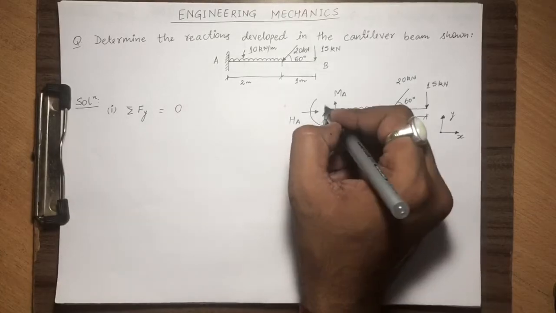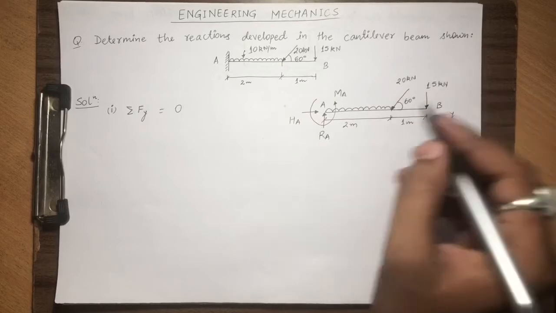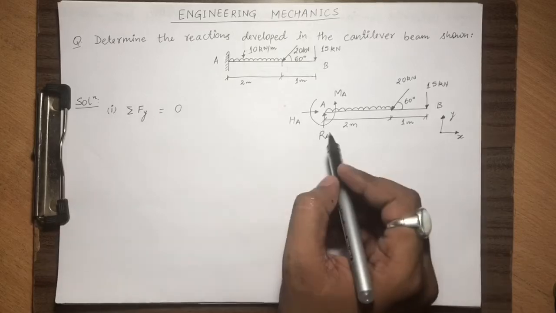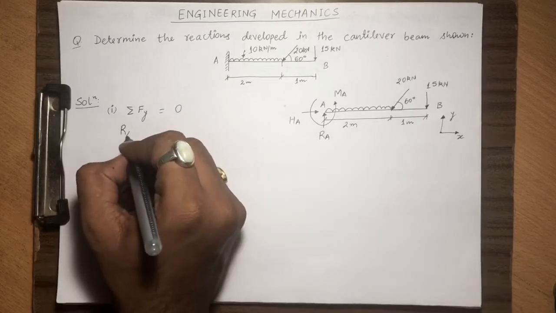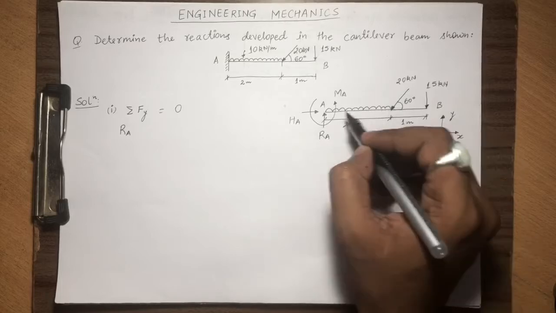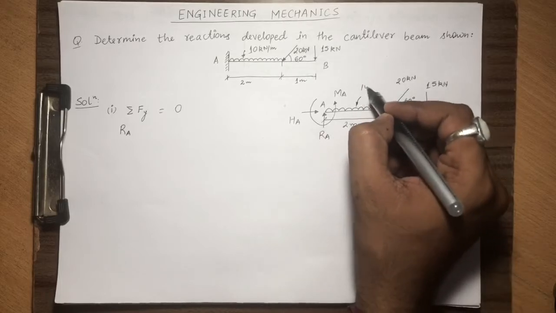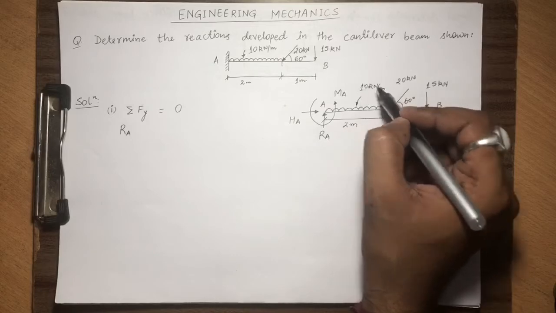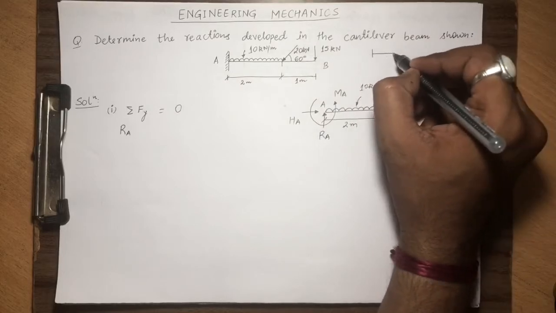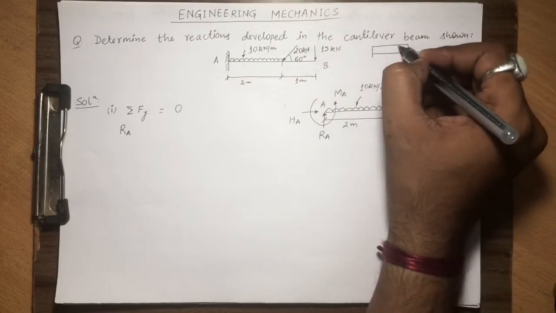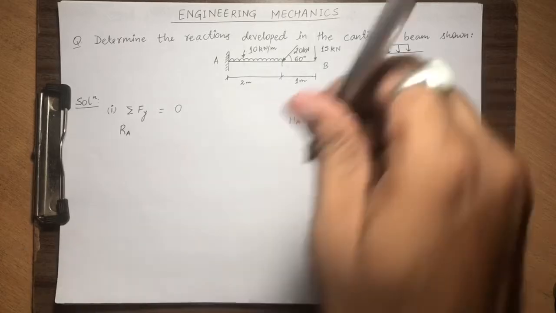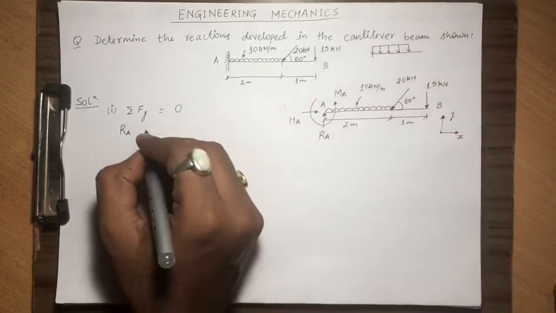Starting from end A, so this is end A, this is end B. So we have to check the forces acting in y direction. So this is RA acting in vertically upward direction, so RA will be positive. This is 10 kilonewton per meter acting downwards. Generally in the diagram we will see like this. So this is acting downwards, so this will be negative.